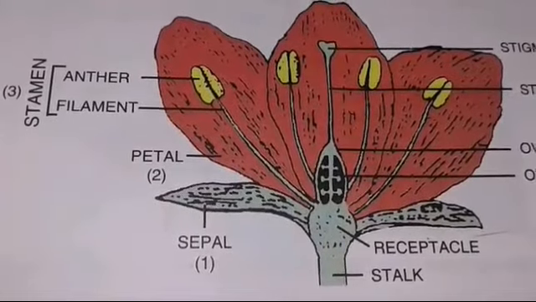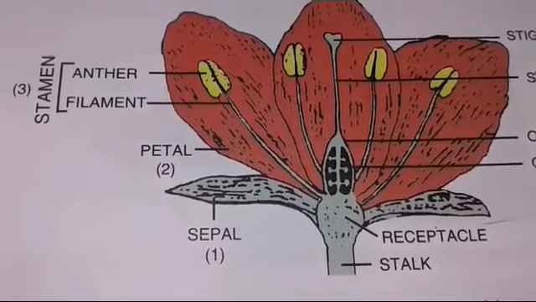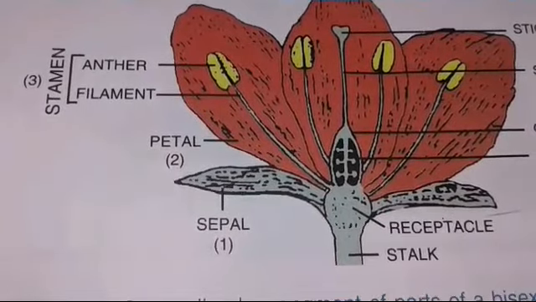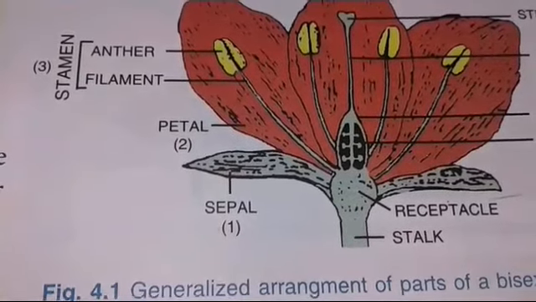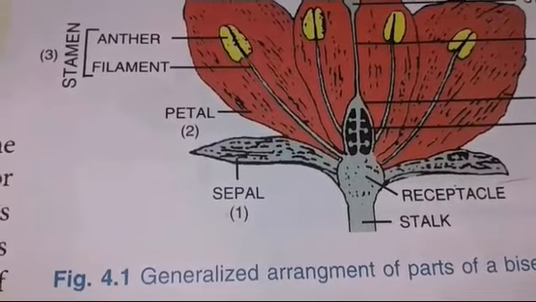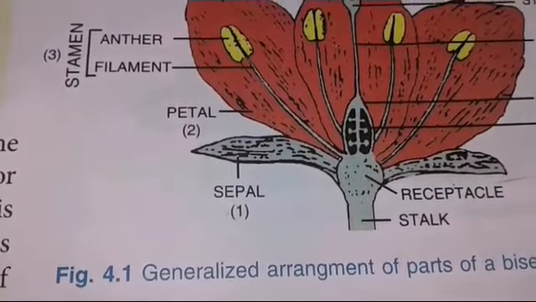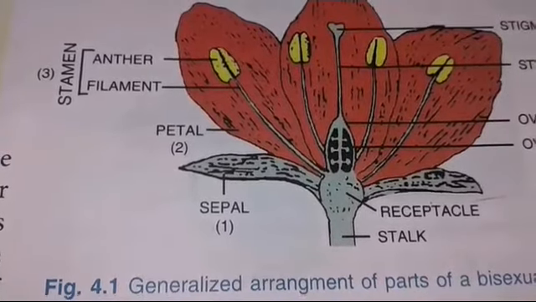Good morning everyone. Today I will explain chapter number 4, the flower. In this chapter I will explain the structure of a bisexual flower and the functions of its various parts, complete and incomplete flowers, essential and non-essential whorls of a bisexual flower, inflorescence and pollination. Let us start first with the structure of a bisexual flower.